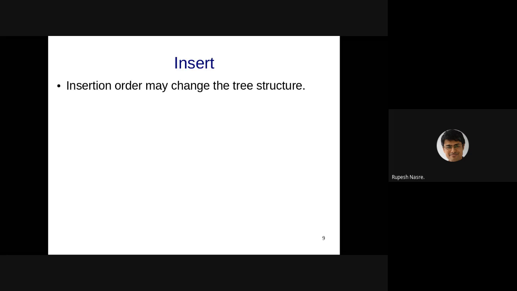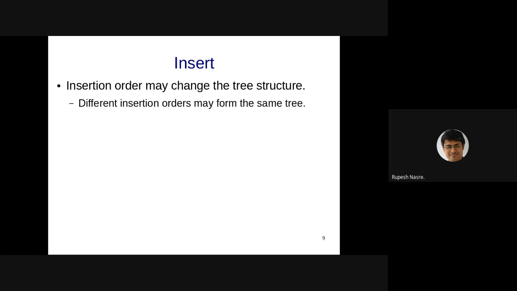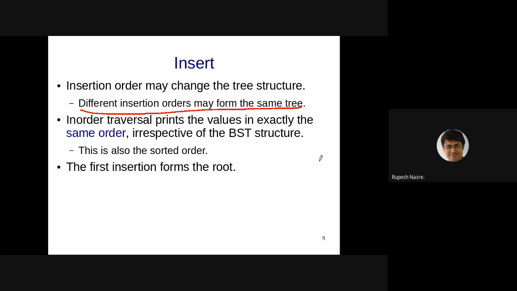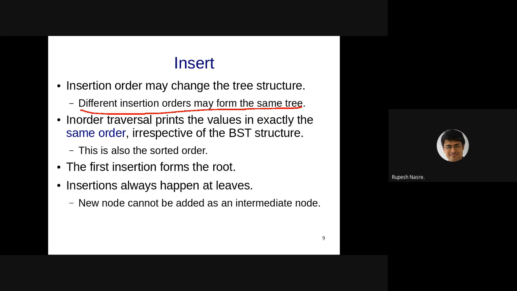Yeah, so some points: the insertion order may change the tree structure. This we have seen. But different insertion orders may form the same tree. This is also an important point, which I think I'll ask you to do some classwork on a little later. In-order traversal prints the values in exactly the same order, and this is the sorted sequence. First insertion forms the root. Insertion always happens at the leaves, right? So that is also another observation. And a new node cannot be added as an intermediate node, right? So insertion order decides the tree height. This tree height is going to be important from the perspective of the complexity of search.